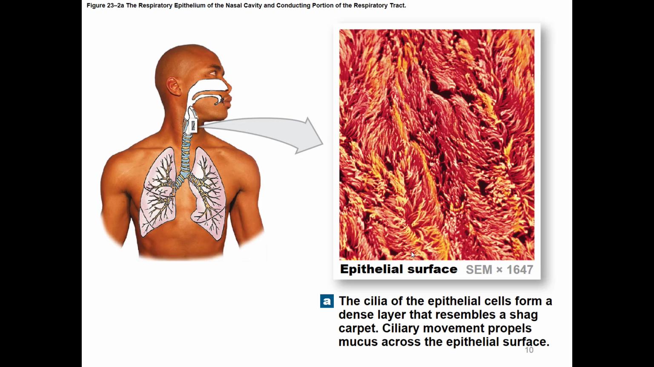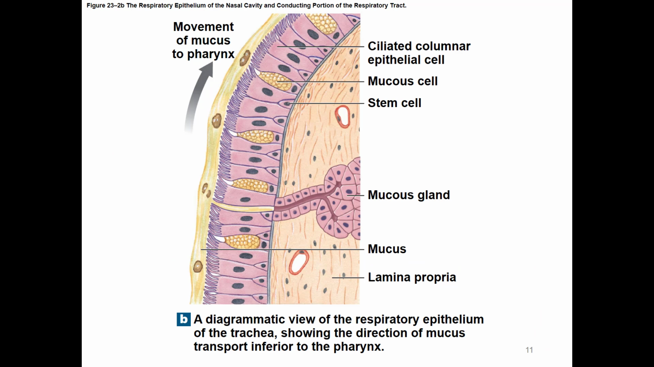So this is the surface of the epithelia in the respiratory tract, and you can see that it's covered with a shag carpet of cilia. And this is helpful because this cilia is going to sweep mucus across these epithelial surfaces. So if we have things that are undesirable that get into the respiratory tract, hopefully the mucus would trap those items, and then we could sweep those items out of the lower passageways. So we're going to go into that a little bit more in just a few minutes.